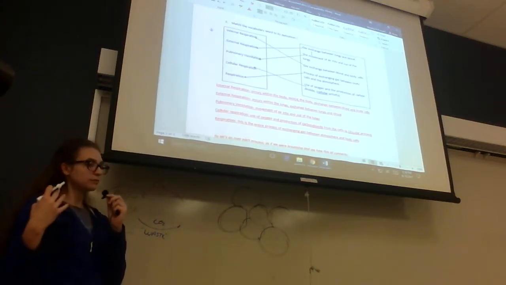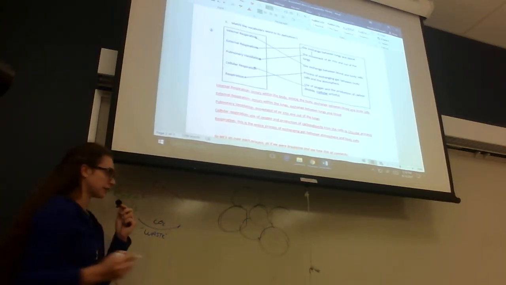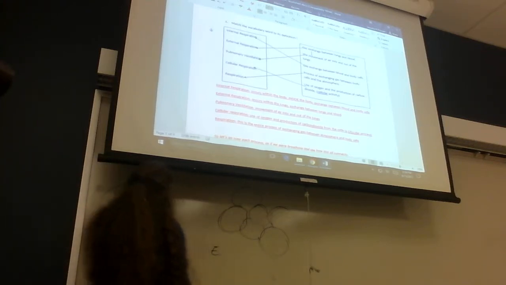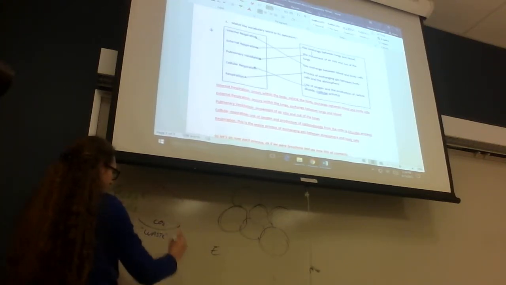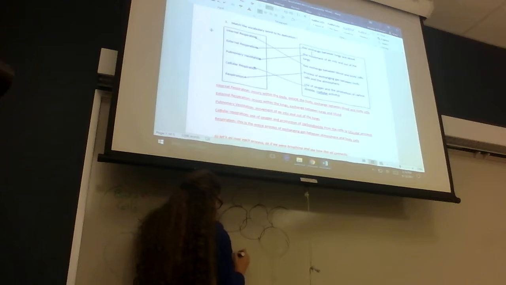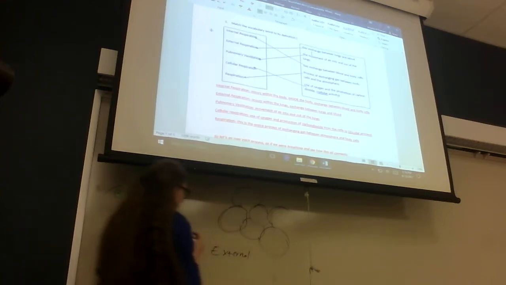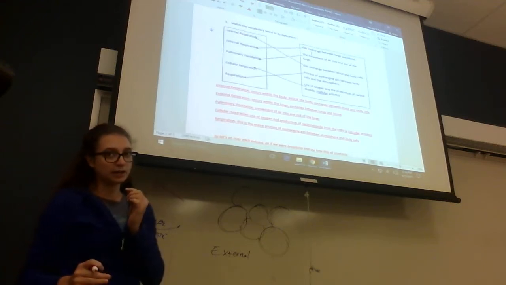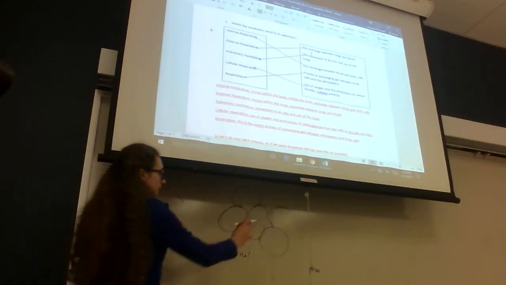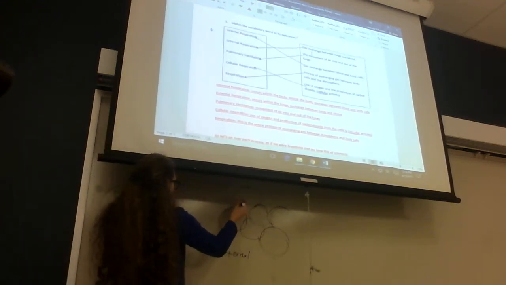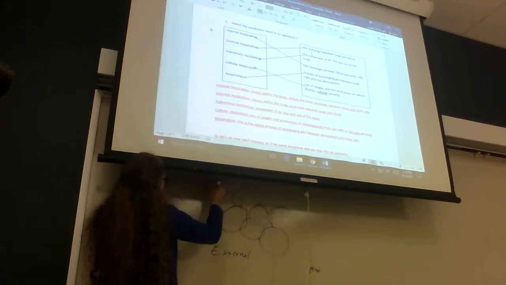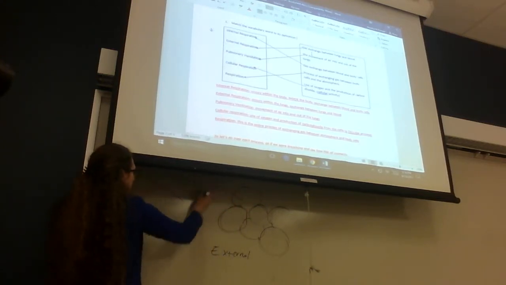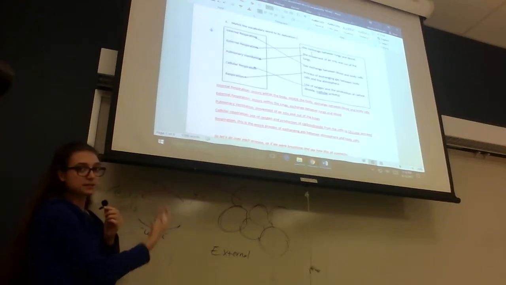So external respiration, on the other hand. So this is internal over here between the body cells. External respiration is the exchange of gases between the blood and the lungs. So this is within the lungs. The lungs are going to give the blood oxygen, right? Because then we need oxygen to go into our body cells. It's kind of how this works.